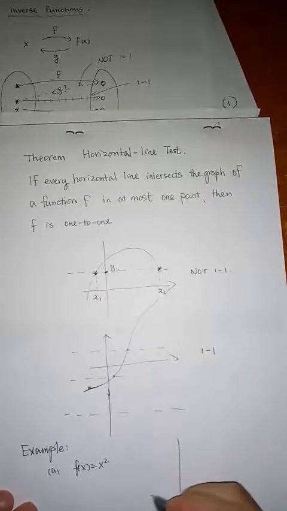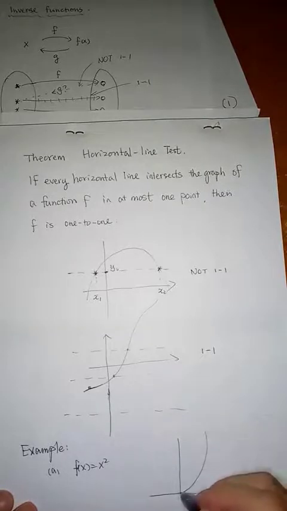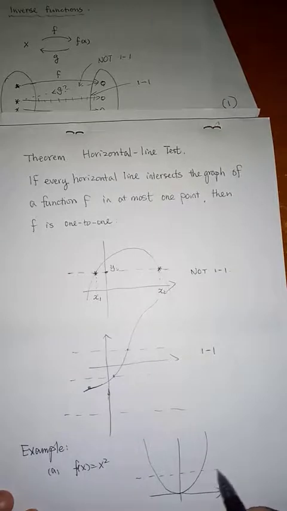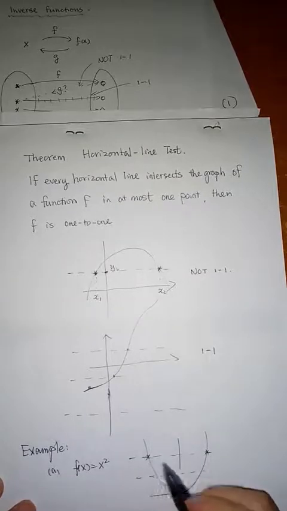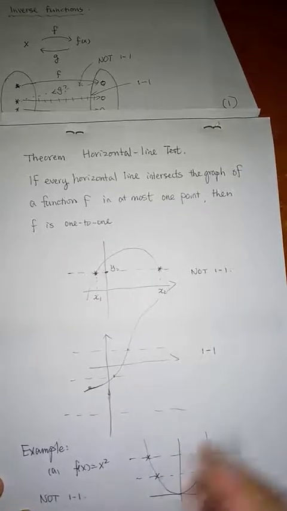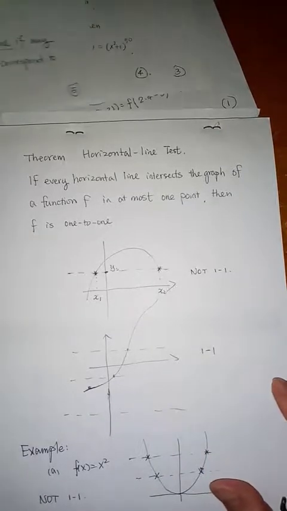Square. Square function is a parabola. Parabola, you see here, whenever you lift this horizontal line a little bit high, you will have two intersection points for one horizontal line. So this is not one-to-one.